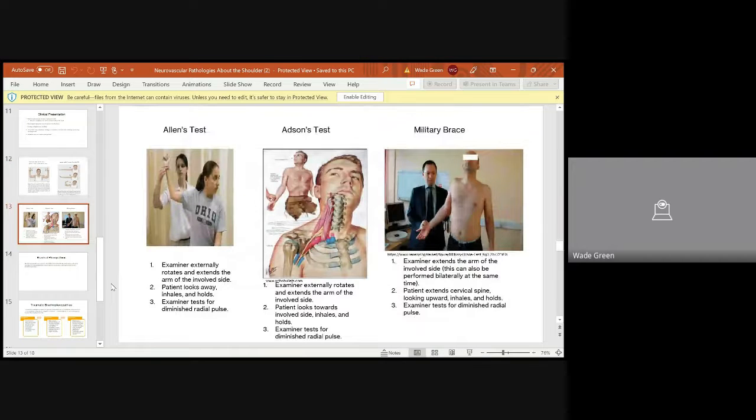Okay, here we go, guys. In someone with a potential vascular cause, we're going to use 3 different types of tests. We have Allen's test first. One thing you're going to notice with all of these tests is the examiner is always checking a radial pulse. For Allen's test, the examiner stands behind the patient with fingers on the radial artery. They have the patient turn their head away from the involved side, take a deep breath and hold it. The examiner is looking for the pulse to diminish or disappear. If that happens, that is a positive Allen's test.